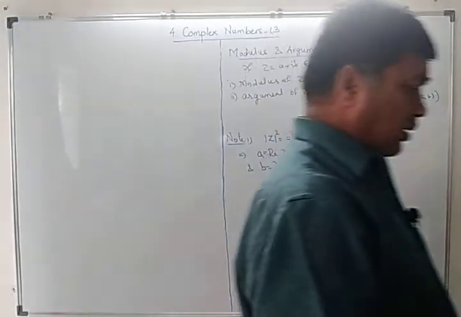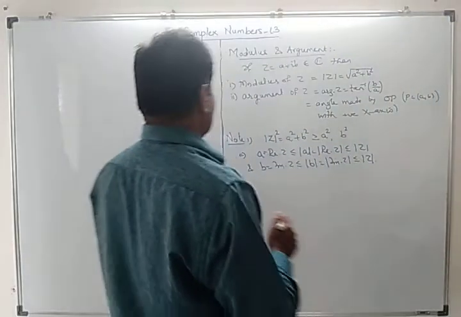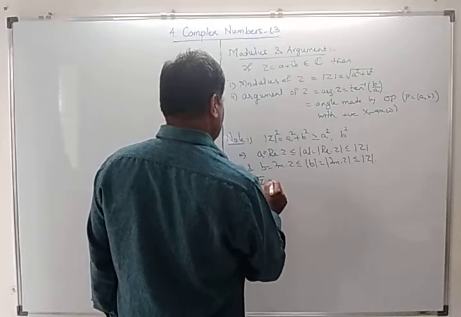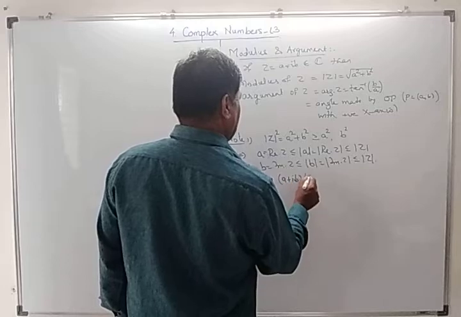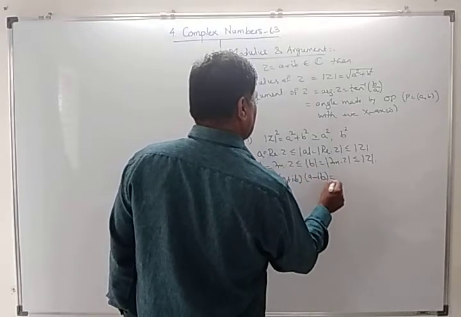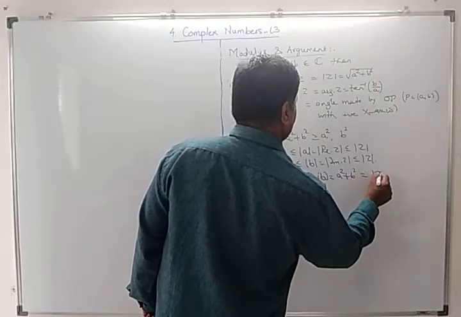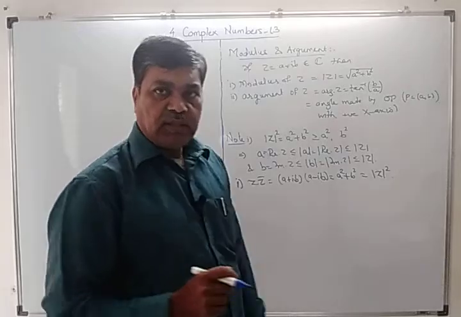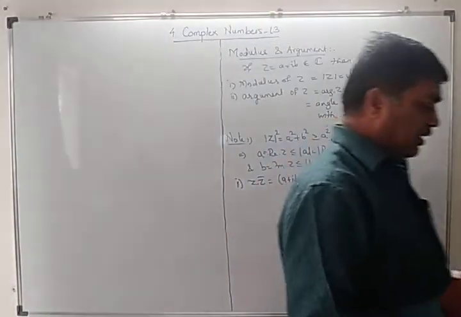Then second, z into z bar is equal to a plus ib into a minus ib. This will become a square plus b square, which is equal to mod of z square. z into z bar is nothing but modulus of z square.